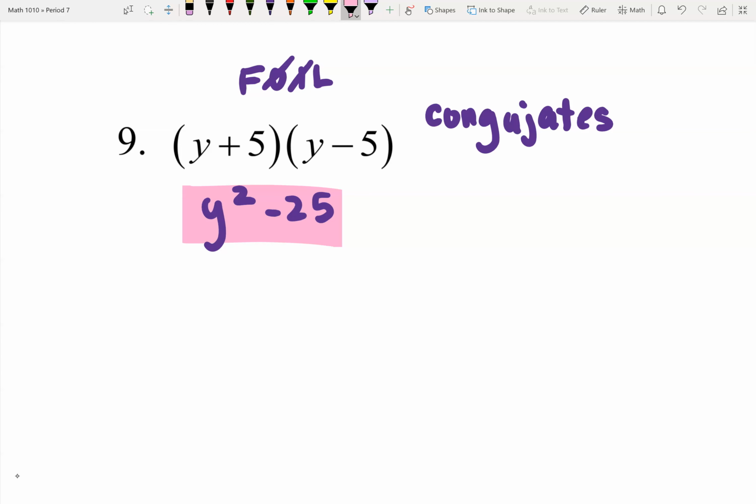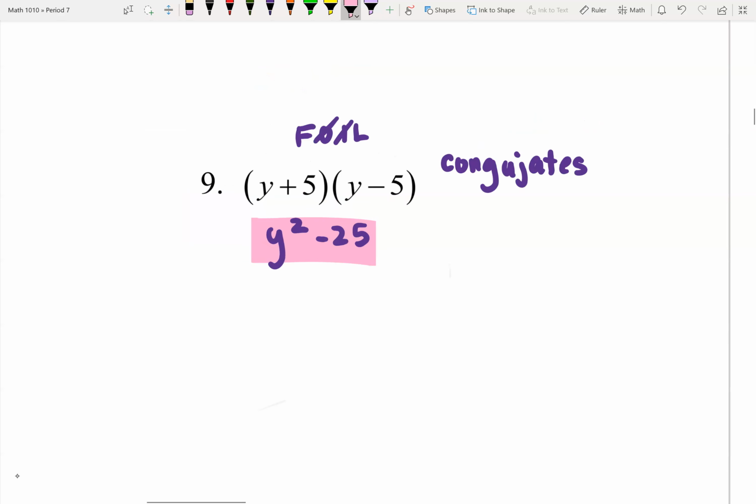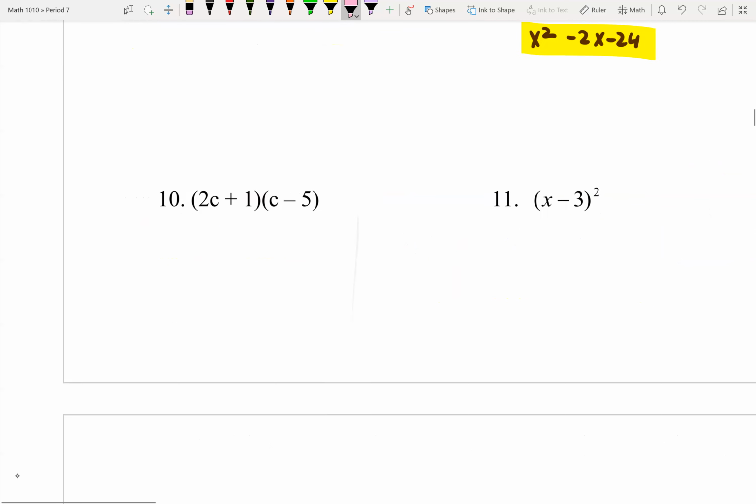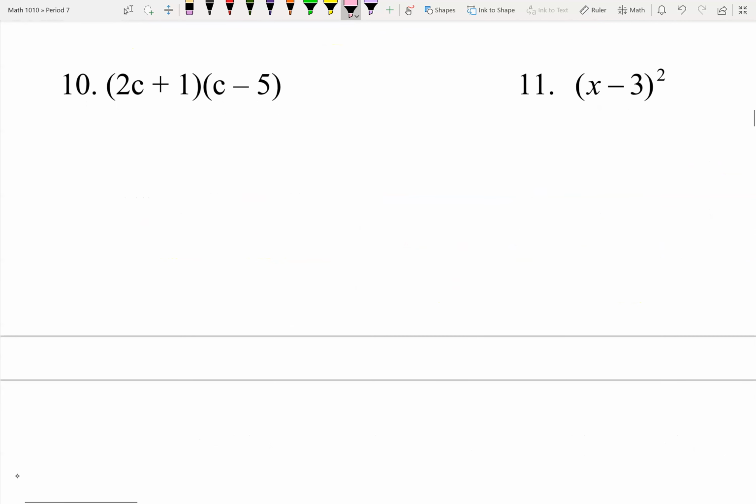Okay? Now, if you went through and did the whole FOIL, the negative 5y and the positive 5y would cancel out. It's not like you miss it, but it sure saves you a lot of time and sometimes a lot of headache. Okay, here's question number 10. Right up above that, I want you to write the word FOIL, and I want you to stop for just a second. The only time you can FOIL, guys, is if you have a binomial, 2 terms, times a binomial, 2 terms. Okay, so let's FOIL.